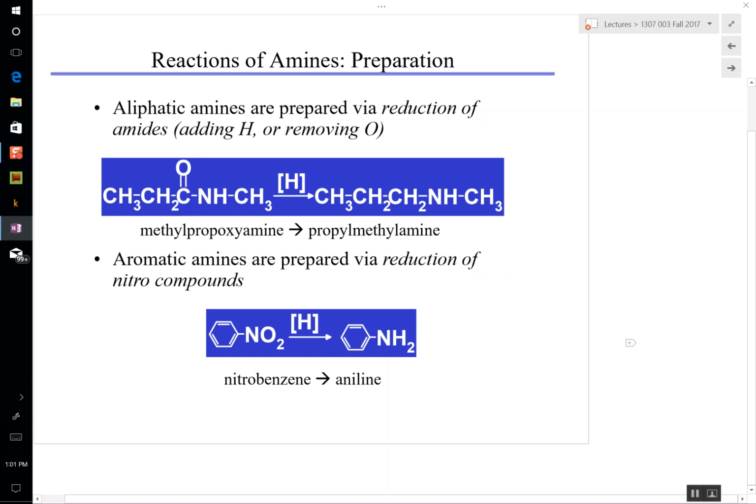Preparation of amines. I'll just kind of mention this. Reduction of amides, and we haven't talked about amides yet. We will in a minute, but here's an amide. You can reduce it by hydrogenation to an amine, or you can take something like nitrobenzene and hydrogenate it and form an amine, aniline.